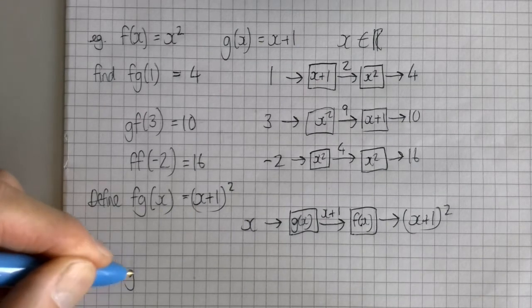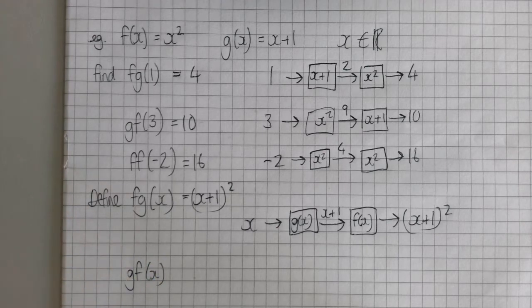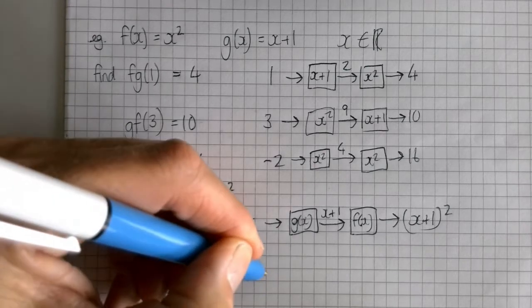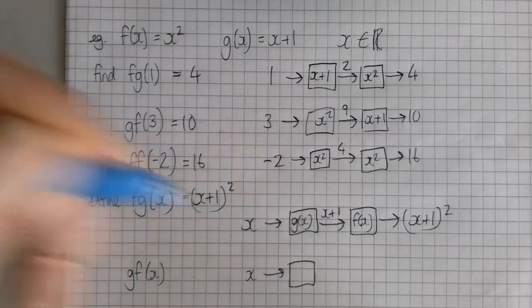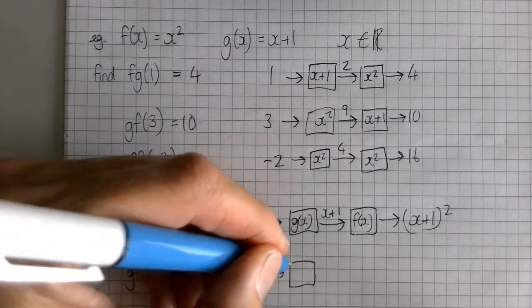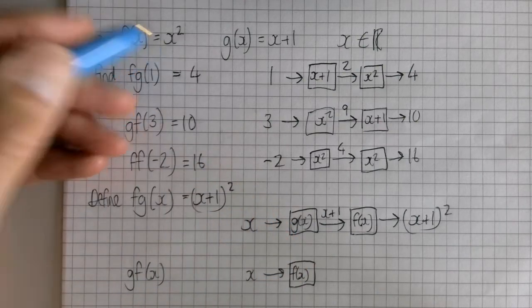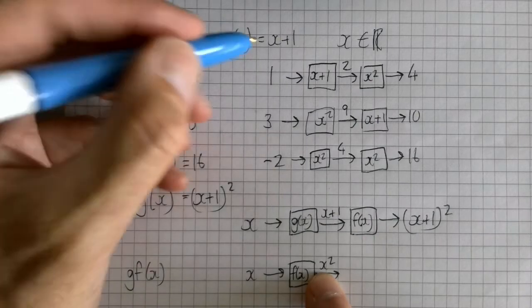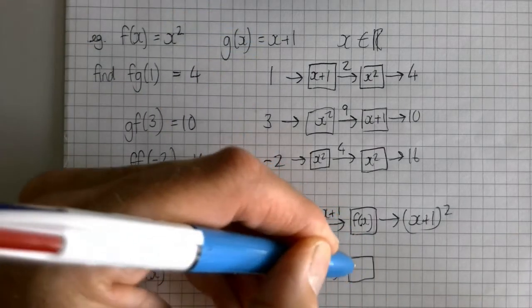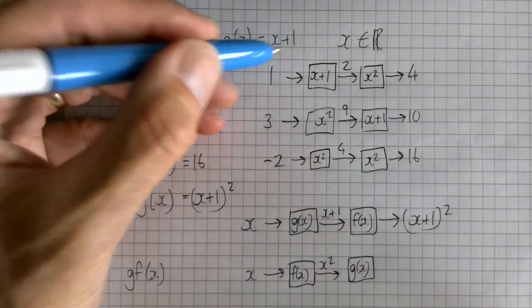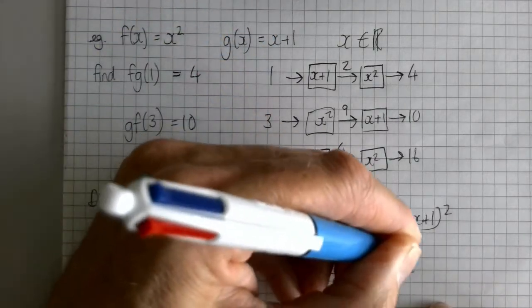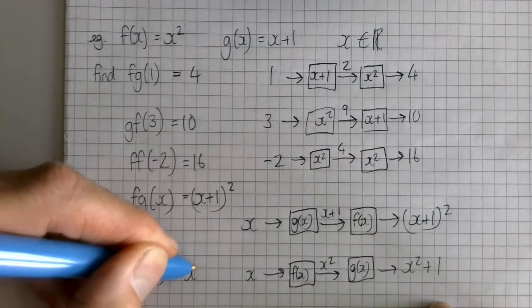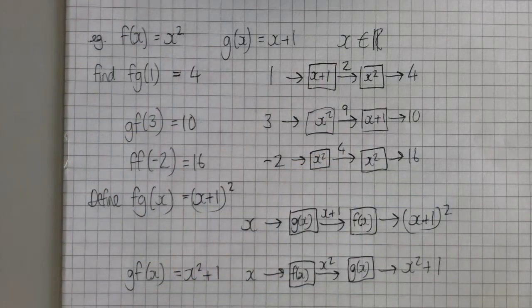What about gf of x? What about if I put x into f first, and that's squaring it, so out pops x squared. And then this thing here is the x that goes into g of x. So g of x is just taking whatever you put in and adding 1, so out pops x squared plus 1. Easy peasy, provided you remember the order. It's going this way.